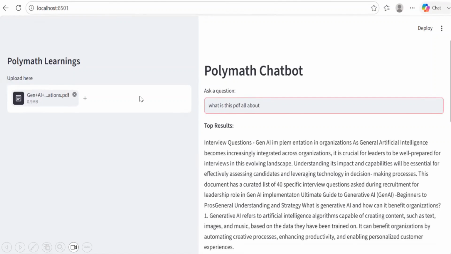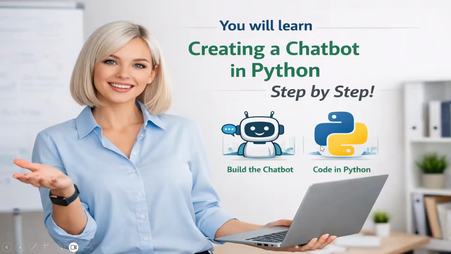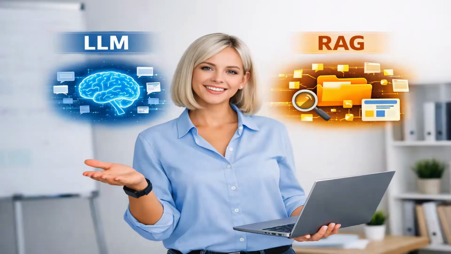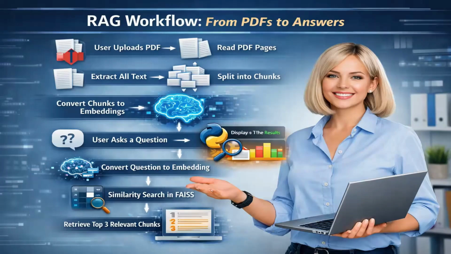So this entire PDF is about interview questions of Gen AI implementation in organizations and general artificial intelligence. Right here, we are going to learn how to create a chatbot in Python step by step. And also, we will be understanding what is LLM and what is RAG and what are the differences. So, overall, the RAG workflow, I will be explaining with the code, and how from a PDF we get the answer, all of that we are going to get step by step.